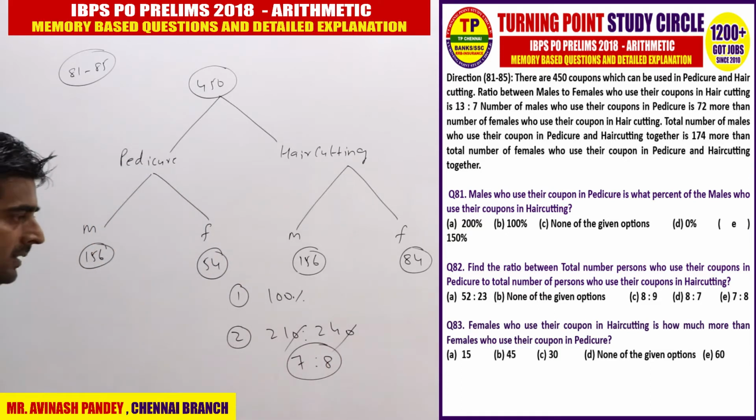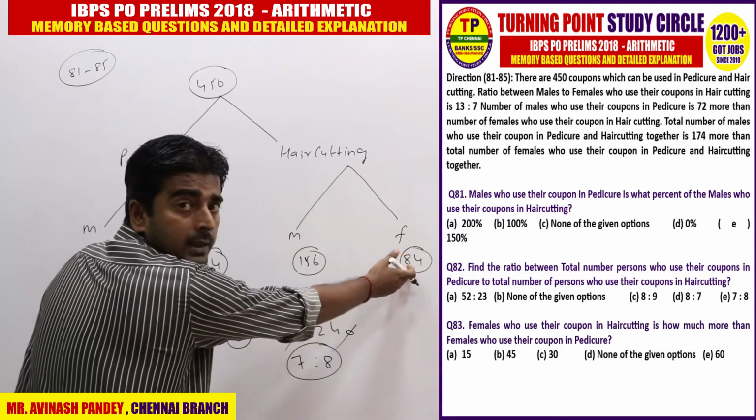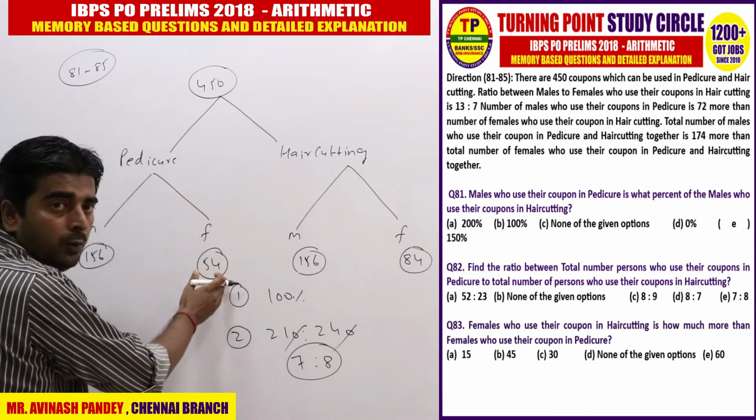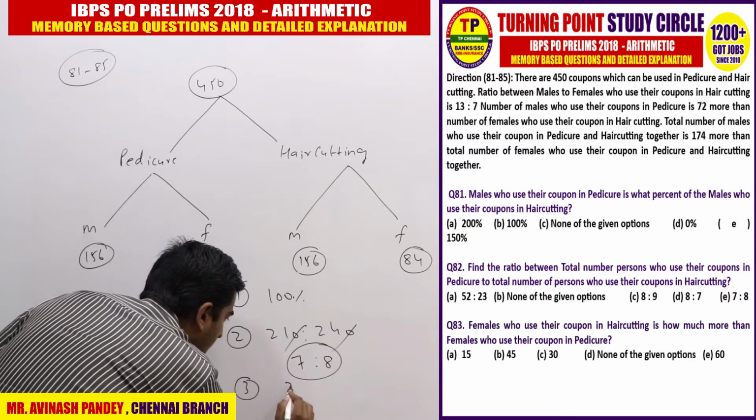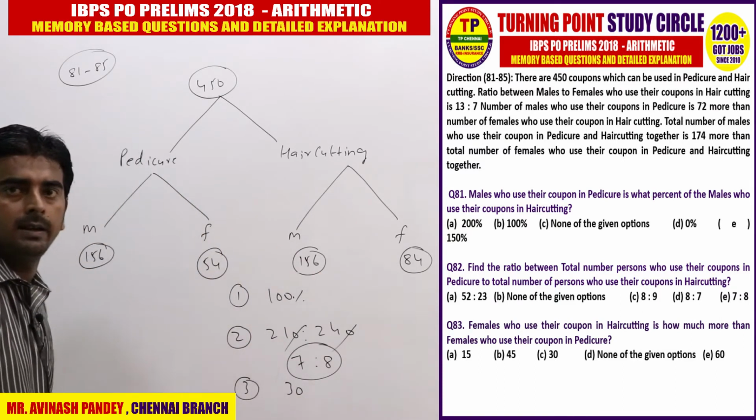Third one, females who use their coupon in hair cutting are how much more than females who use their coupon in pedicure? So in hair cutting, what is the value of female? 84. In pedicure, what is the value of female? 54. What is 84 minus 54? My answer is 30 directly. My answer is nothing but 30, right?